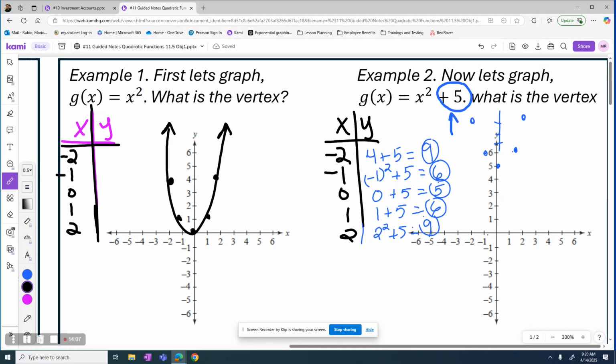So we keep the same kind of shape. The only thing is, instead of being here at 0, 0, the whole vertex and the graph shifted up 5 spaces. Okay. Plus 5 went up 1, 2, 3, 4, 5 spaces compared to this one. Does that make sense?